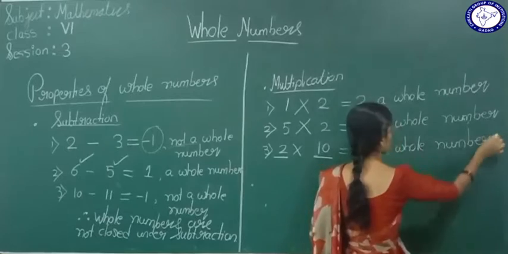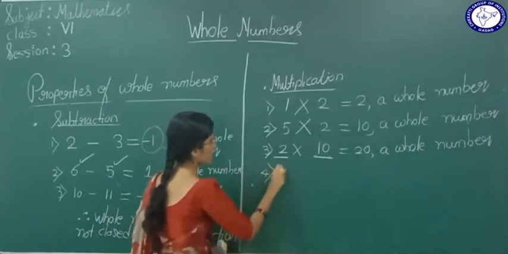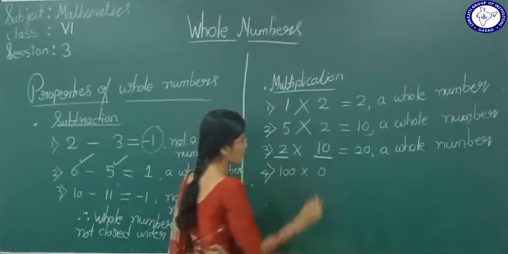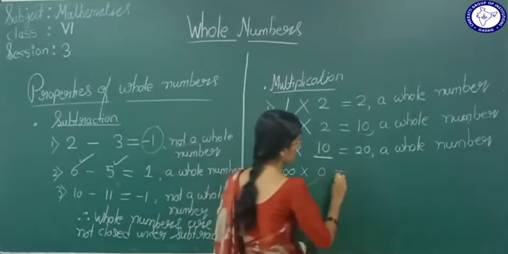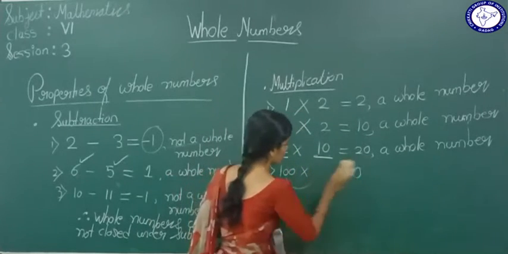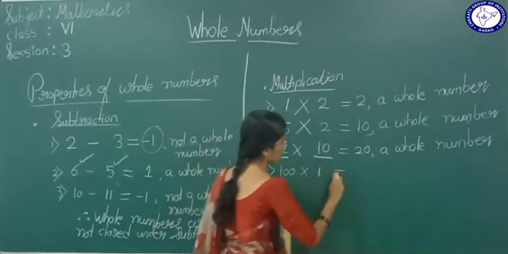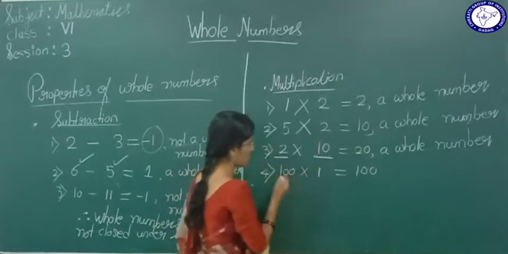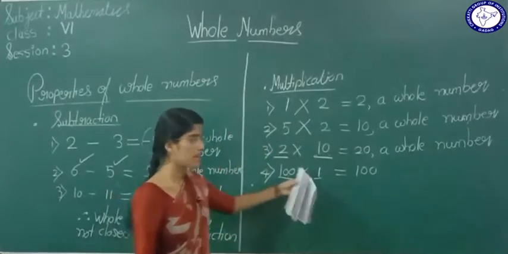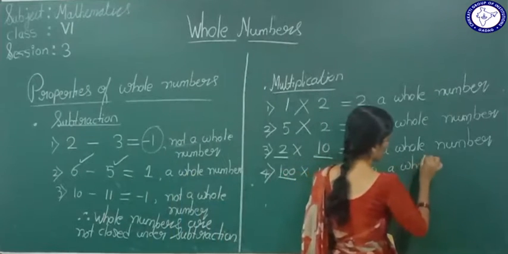Consider one more example. 100 is a whole number. 0 is also a whole number. 100 zeros are 0. Otherwise, here 100 ones are 100. 100 is a whole number, 1 is a whole number. 100 ones are 100. Is 100 a whole number? Yes.